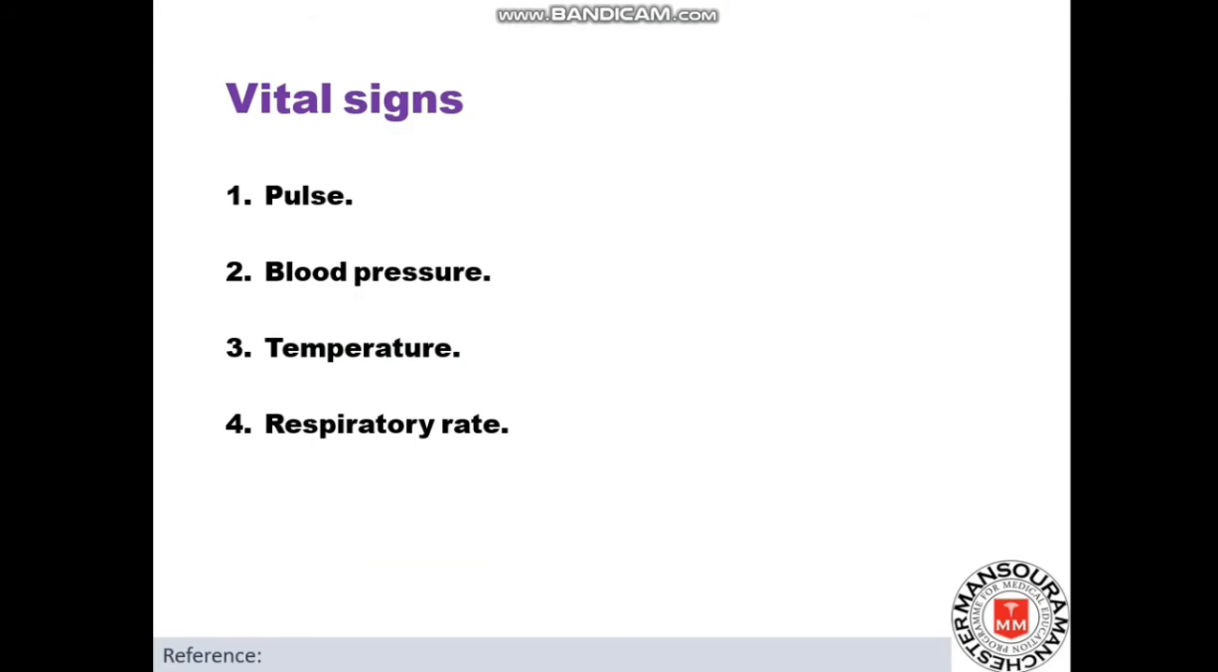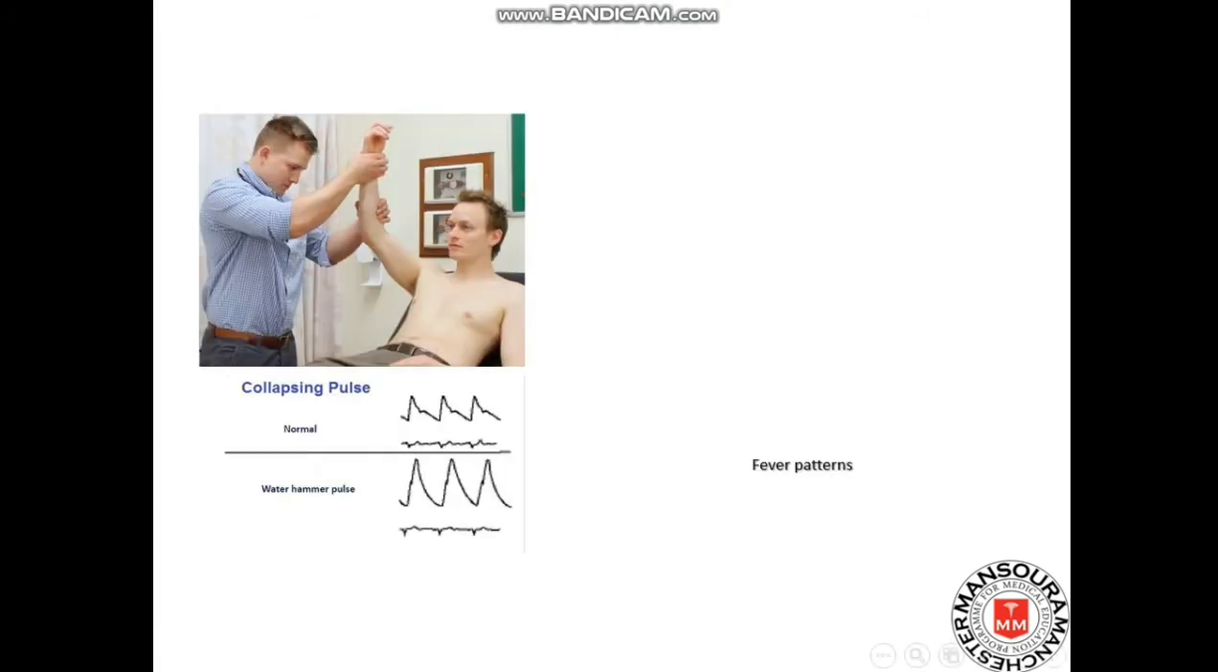Vital signs are pulse, blood pressure, temperature, and respiratory rate. This figure shows a normal pulse and the collapsing water hammer pulse. The water hammer pulse is present in cases of hyperdynamic circulation, in severe anemia and hyperthyroidism.